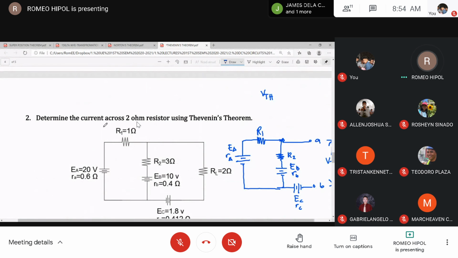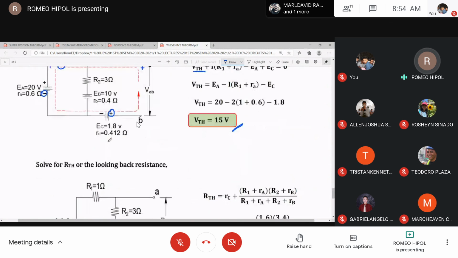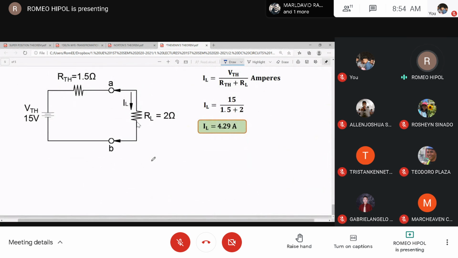Current lang. Kala ko power. So, kung power ang hinahanap, so you will apply I squared R. Intindihan? Okay. So, sige.